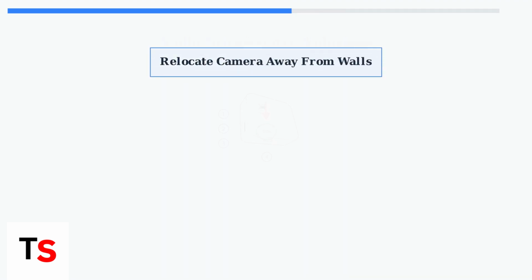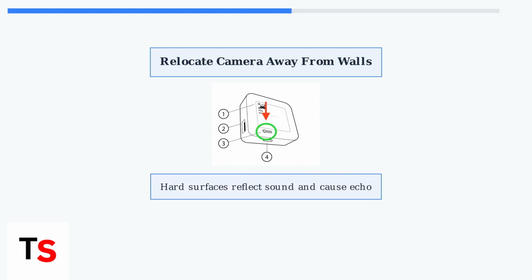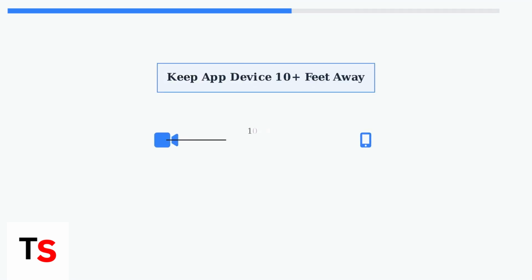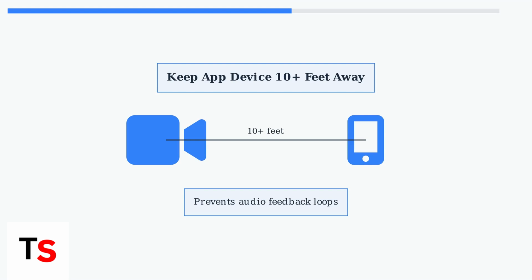First, relocate your camera away from walls and corners. Sound reflections from hard surfaces can cause echo and distortion in the audio quality. Keep the device running the Blink app at least 10 feet away from the camera. This prevents audio feedback loops that create loud squealing or static sounds.